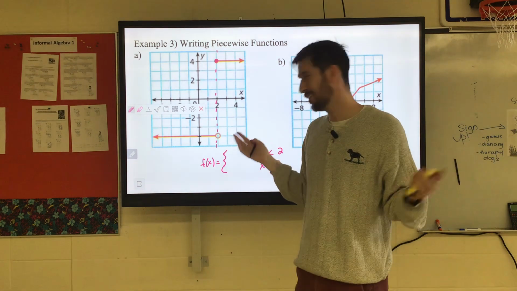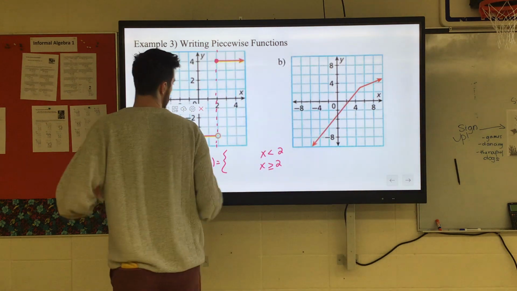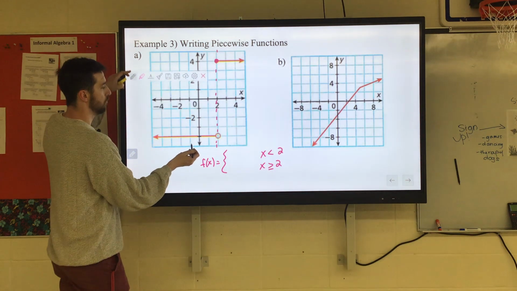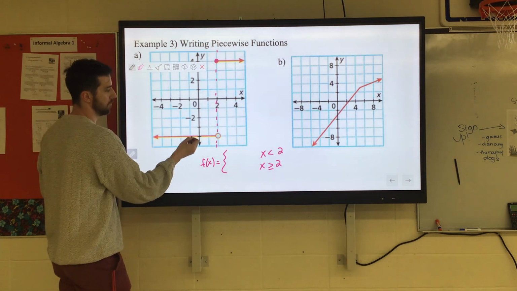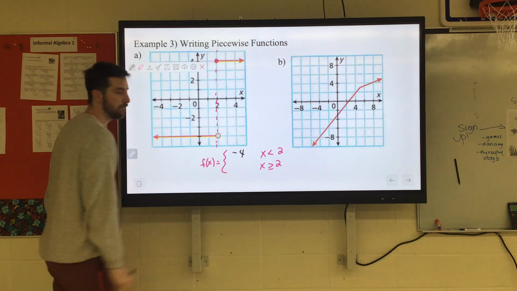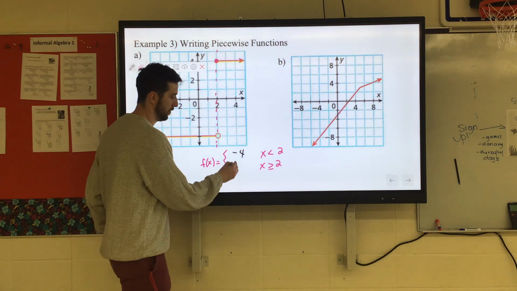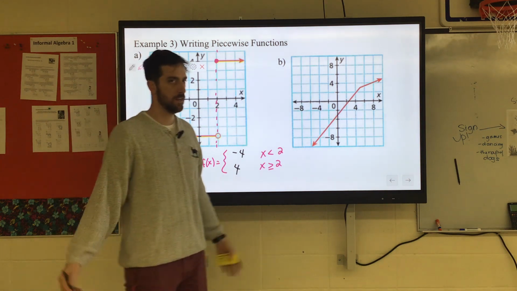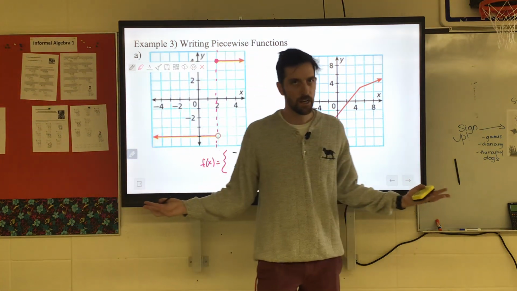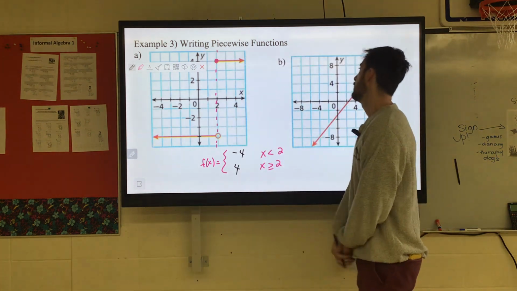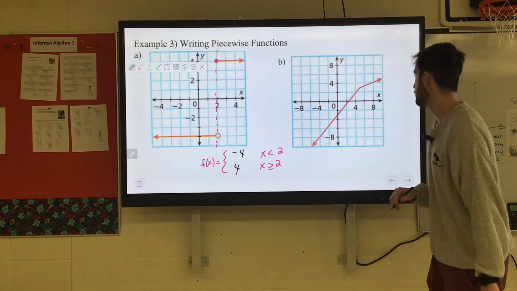That's the hard part. So what's the deal when it is less than 2? Well, when it's less than 2, our y is at negative 1, 2, 3, 4. Negative 4. As soon as you hit 2, it jumps way up to positive 4. Done. That's it. Over here, ooh, a little tougher.